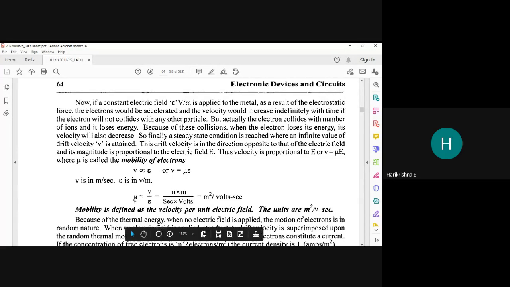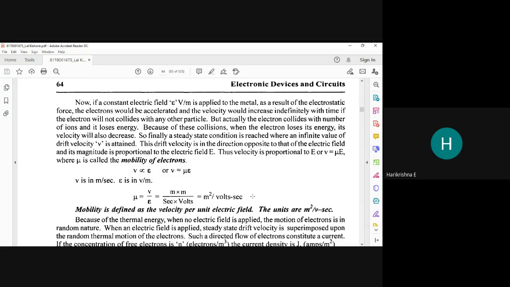Now, we want to get the units for mobility of electrons or holes. From the equation V is equal to mu into E, you get mu is equal to V by E. So the unit for mobility is meter square per volt second. The mobility of electrons is always greater than that of holes.